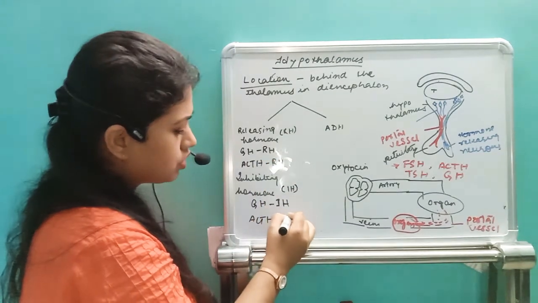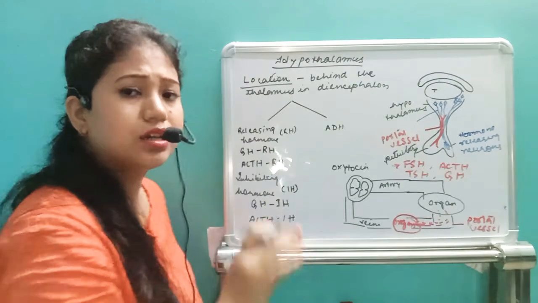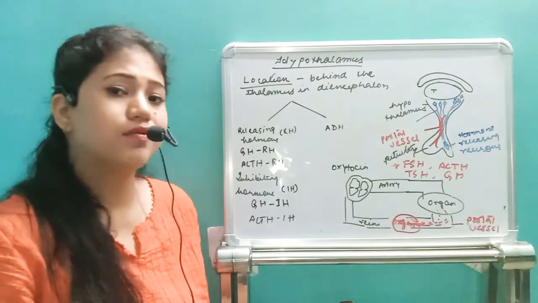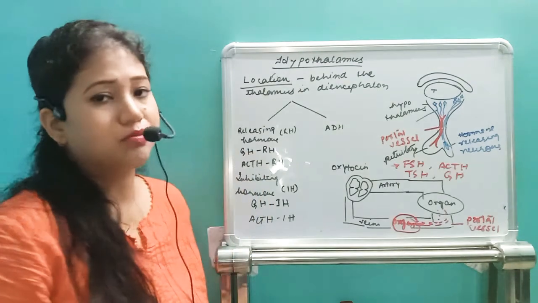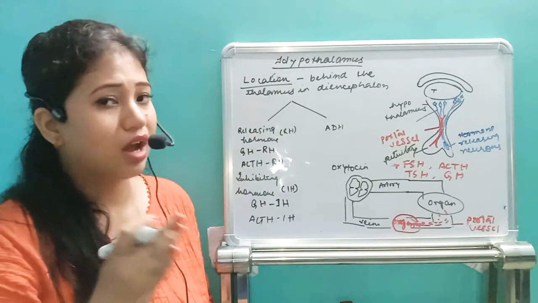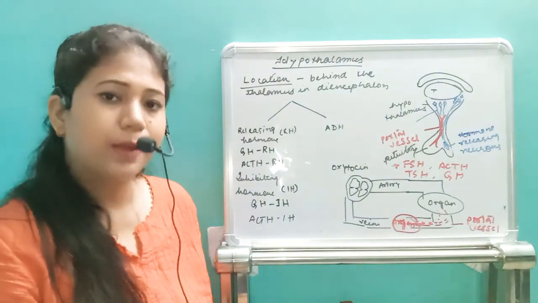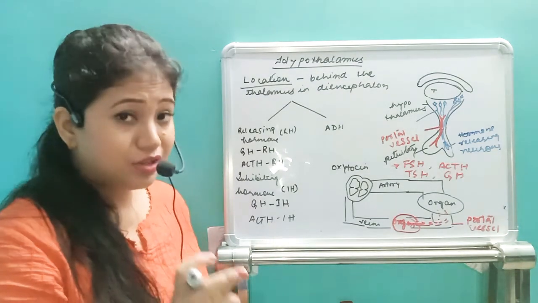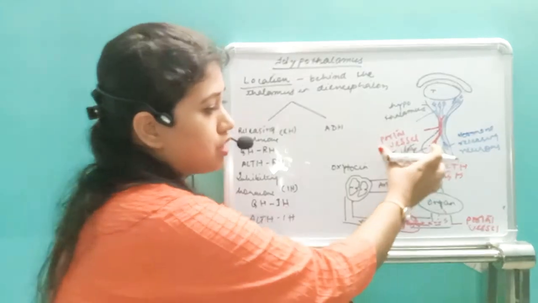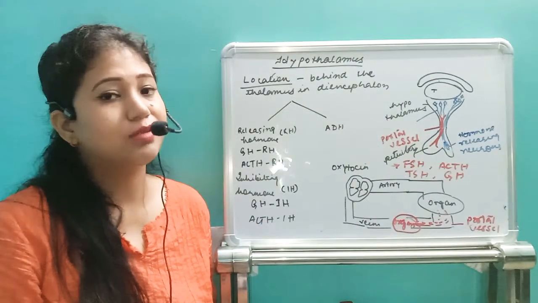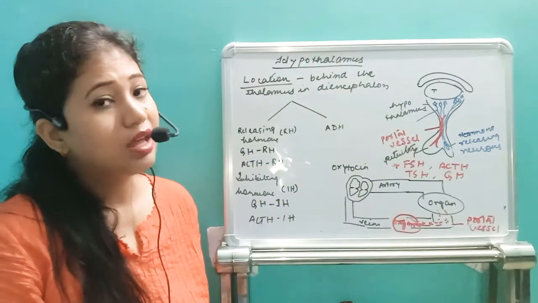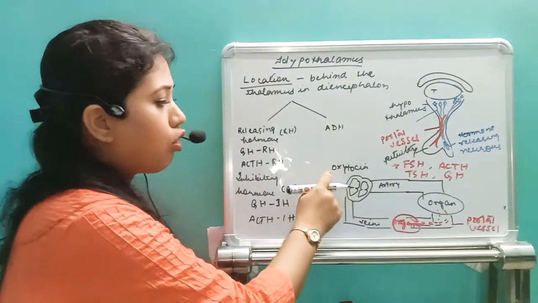In a similar way, suppose it is ACTH, then ACTH RH and ACTH IH. This way, the anterior pituitary releases 7 hormones. For all 7 hormones, the hypothalamus will release either IH or RH. So the anterior pituitary gland will be stimulated by the hypothalamus via this RH and IH. Next, the 2 hormones.